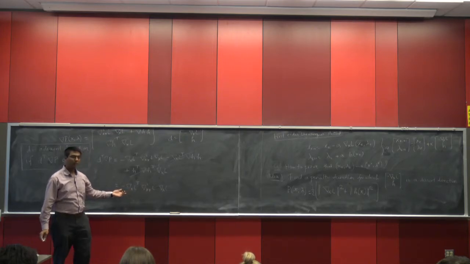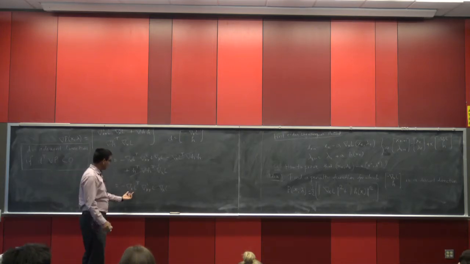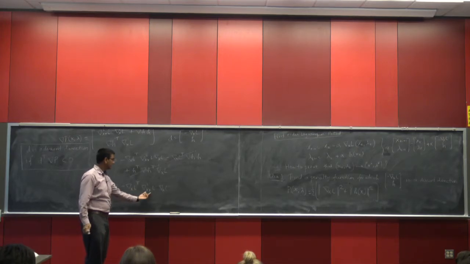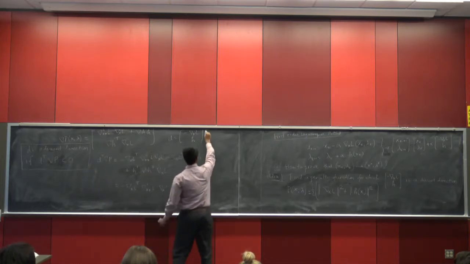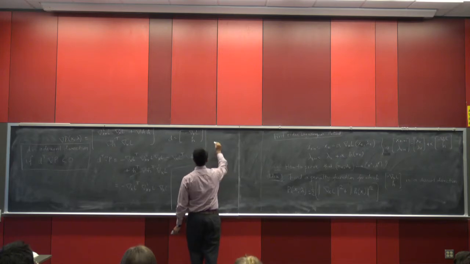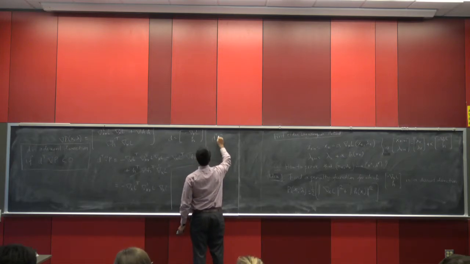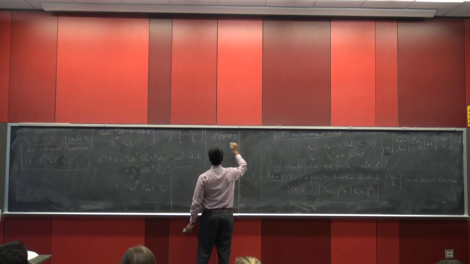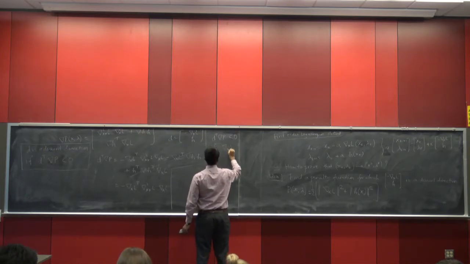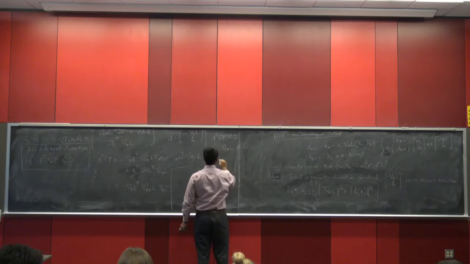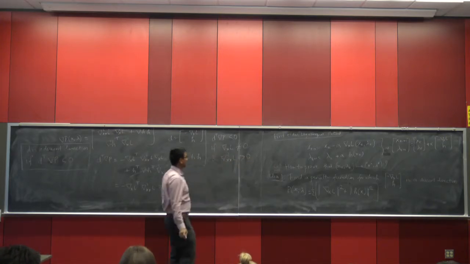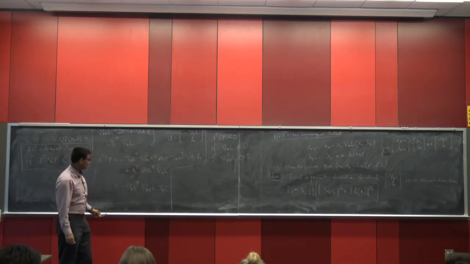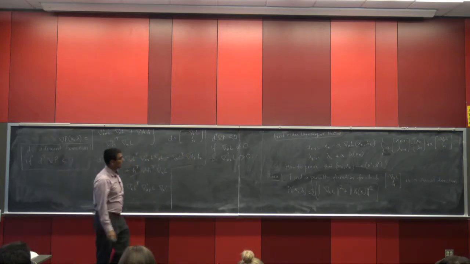Is this strictly negative? Well, if this is non-zero, and this is strictly positive definite, then this is negative, right? So what I have is D transpose gradient of P is less than 0 if this is not equal to 0, and the second derivative of L with respect to X is strictly positive definite. Okay.